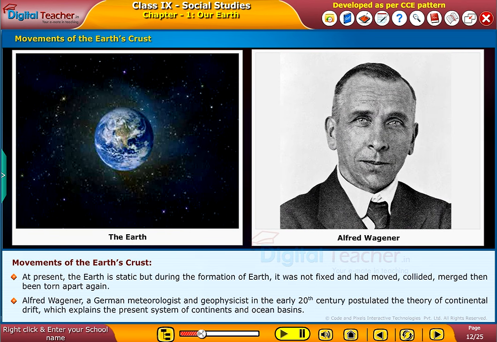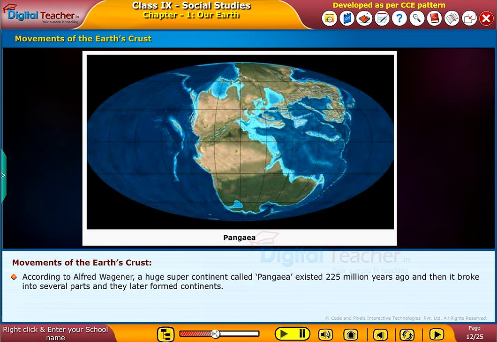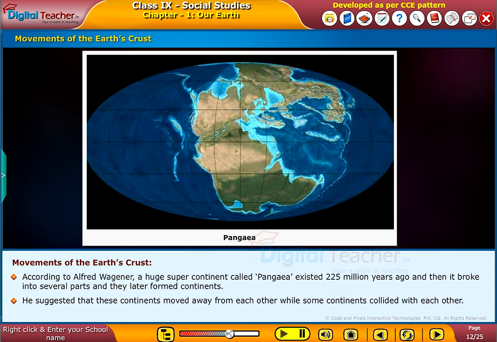Alfred Wegener, a German meteorologist and geophysicist in the early 20th century, postulated the theory of continental drift, which explains the present system of continents and ocean basins. According to Alfred Wegener, a huge supercontinent called Pangaea existed 225 million years ago, and then it broke into several parts and they later formed continents. He suggested that these continents moved away from each other while some continents collided with each other.